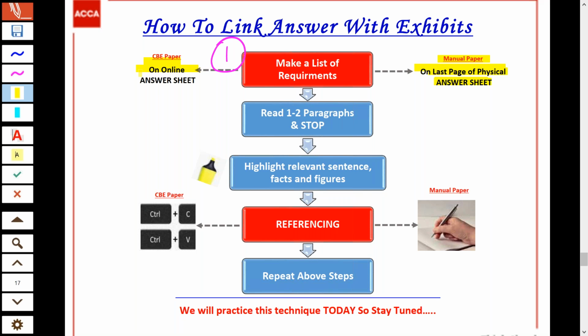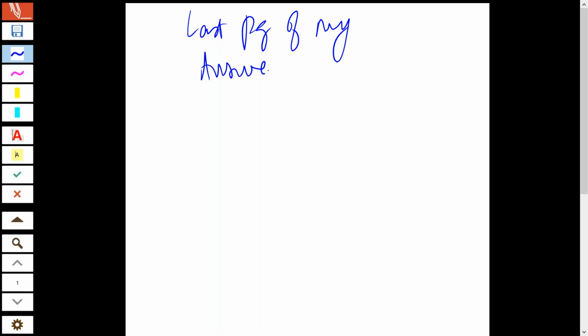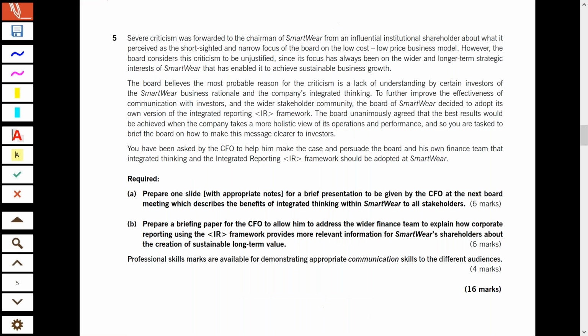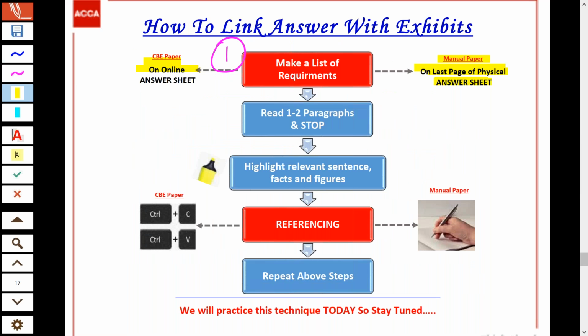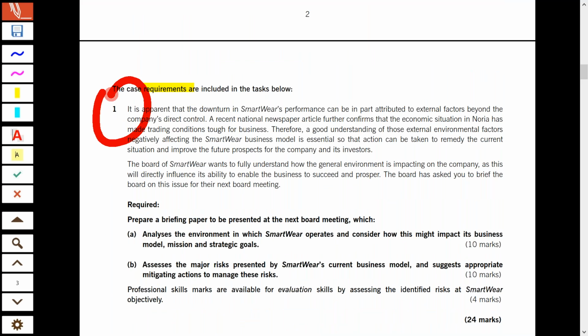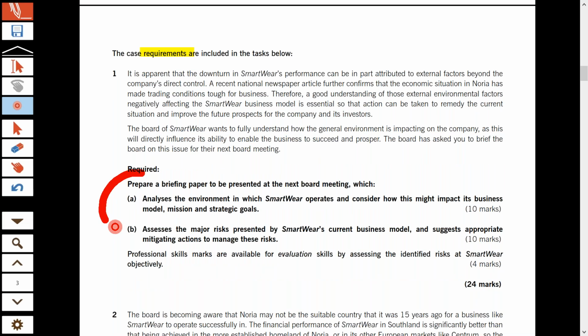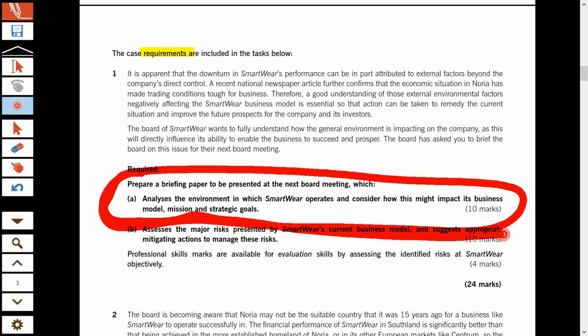So once you have made the list, and you can make a very simple list. For example, supposing this is my question, and this is the last page of my answer sheet. So I would go to, for example, question number 1A. What does it say? Analyze the environment in which Smartware operates and consider how it might impact the business. This one. What does it want? Analyze the environment, 10 marks.